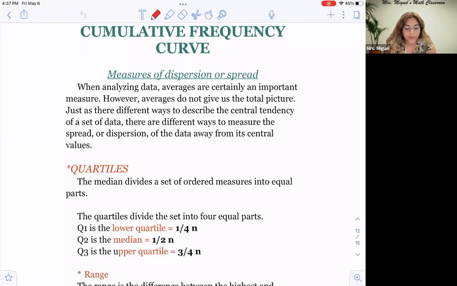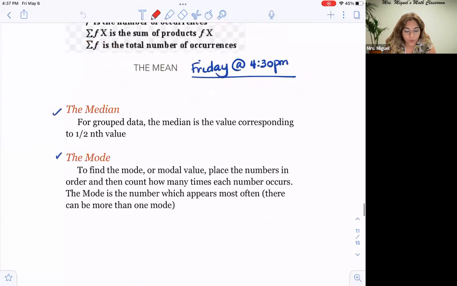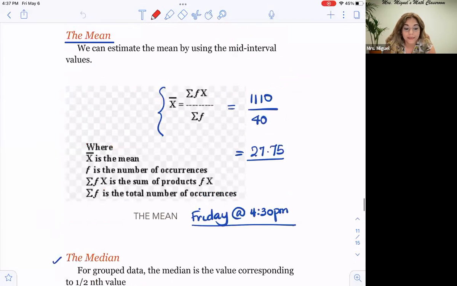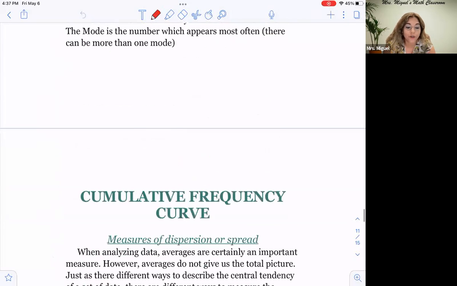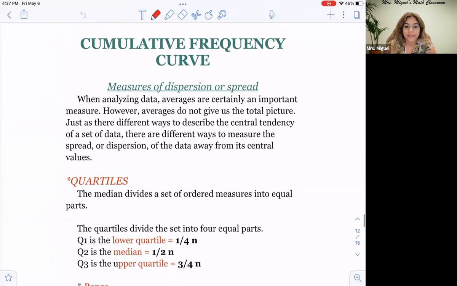All right, so in our class on Monday, we looked at the mean, we looked at the median, and we looked at the mode for ungrouped data. In today's class, we are going one step further. We are going to find the mean, mode, median, as well as the quartiles for grouped data.